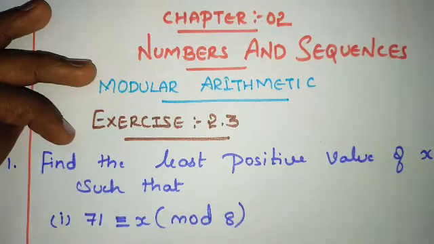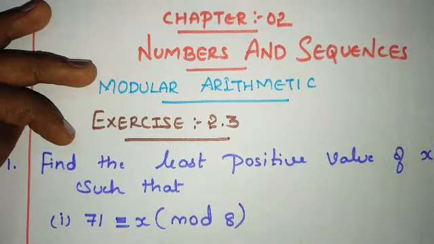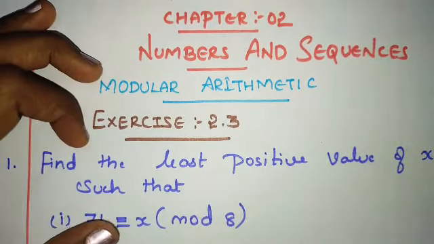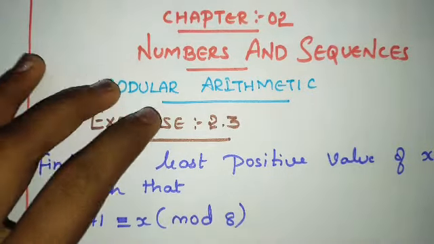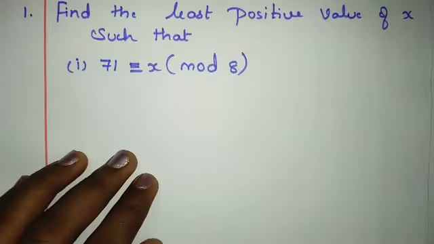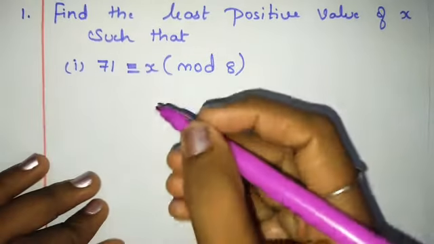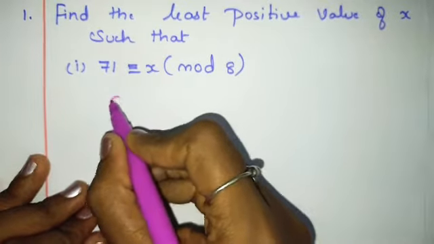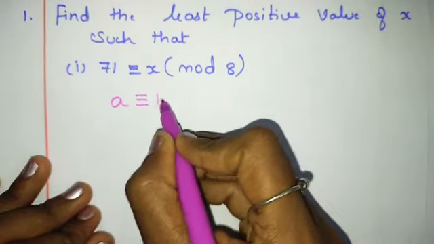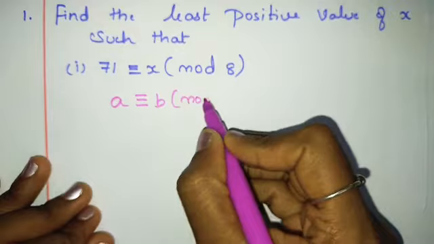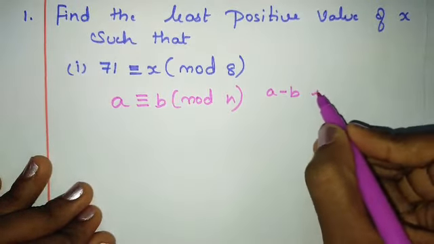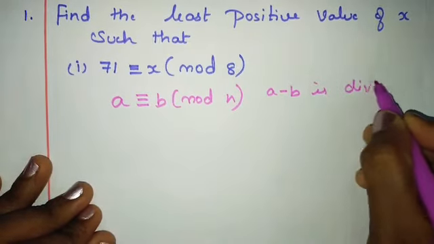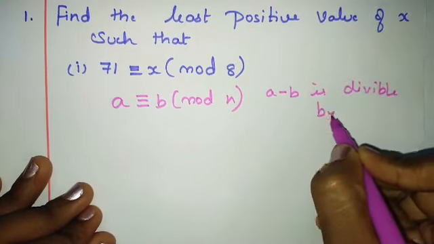For sum, find the least positive value of x such that 71 is congruent to x mod 8. Okay, so now we'll see how to solve this. Already we have known what congruence modulo is, that is, A congruent to B mod n, where A minus B is divisible by n.